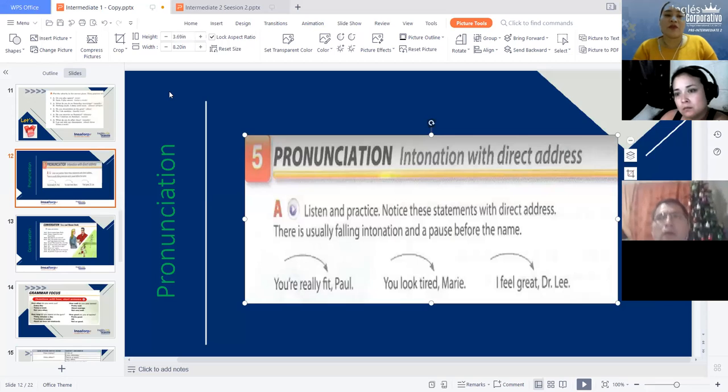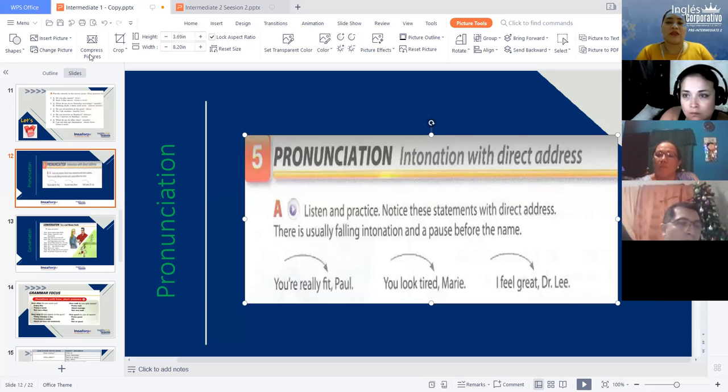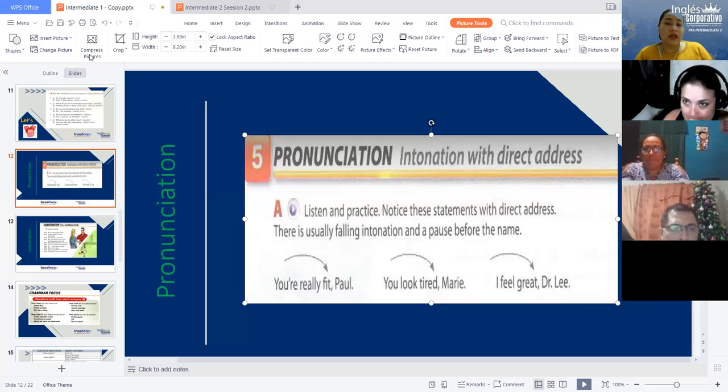It is just the pronunciation part. In pronunciation, we have this part that says intonation with direct stress. The stress is the voice, right? When you raise your voice, it's like the accent that we have in Spanish. So basically here, the direct stress is on falling intonation, according to what we have here, and it is on the name of the person, whenever we are directing the speech to someone specific.